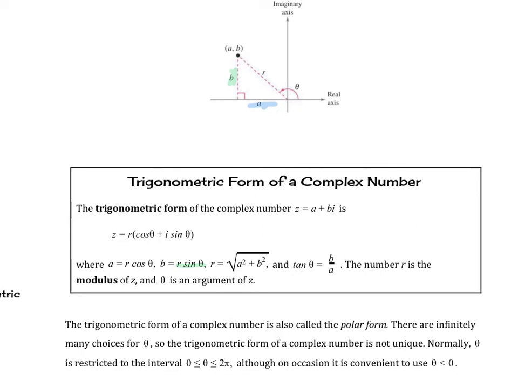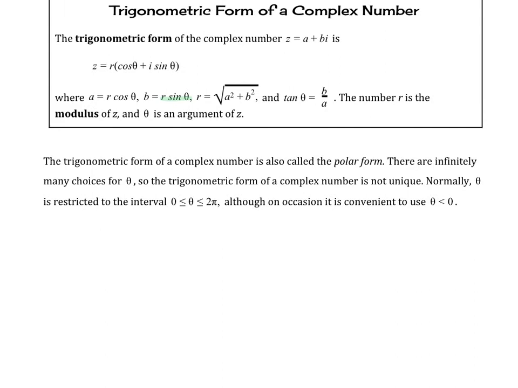The number r is the modulus of z, or just the absolute value of z. It's the distance to the origin, and theta is an argument of z. The trig form of a complex number is also called the polar form. There are infinitely many choices for theta, so the trig form of a complex number is not unique. Normally, theta is restricted to the interval between 0 and 2 pi, although on occasion it is convenient to use theta less than 0.